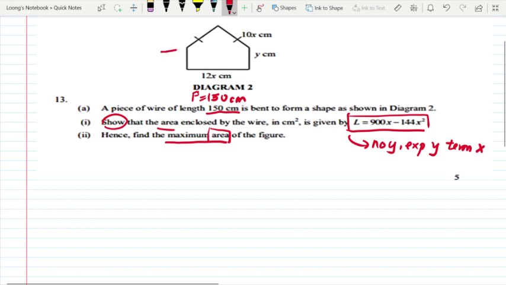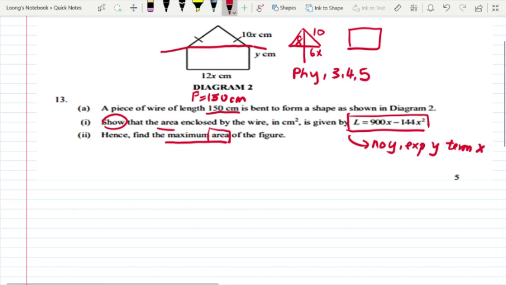For this shape, we could divide it into two: a triangle and a rectangle. For the triangle, this is 10x, and half is 6x. Using the Pythagorean theorem, we will get 8, as 3, 4, 5 is one of the Pythagorean triples. So 4 multiplied by 2 is equal to 8. Now I will start off with question 1.